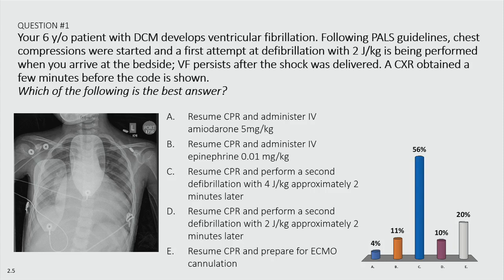So the majority of you at least said C, which is the correct answer: resume CPR and perform a second defibrillation of 4 joules per kilo approximately 2 minutes later. That's what's recommended by the PALS guidelines. Epinephrine is typically not recommended until after the second defibrillation in this scenario, and amiodarone or lidocaine, which would also be acceptable, would be an acceptable intervention after the third attempt at defibrillation. Second and subsequent shocks are at least 4 joules per kilo. That's why answer D is wrong.